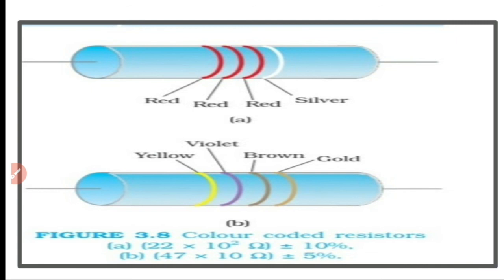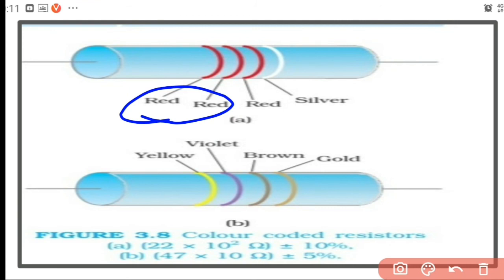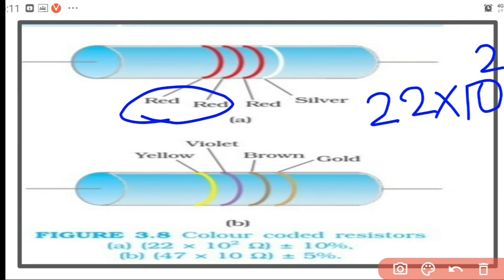First we have a resistor in which the colored rings are red, red, red and silver. As we said, the first two stand for significant figures. Red stands for 2. So 22 into 10 to the power 2, because the third ring is also red. Then plus or minus how much percentage? Silver is 10, so 10% error. So that is 22 into 10 square ohm plus or minus 10%.